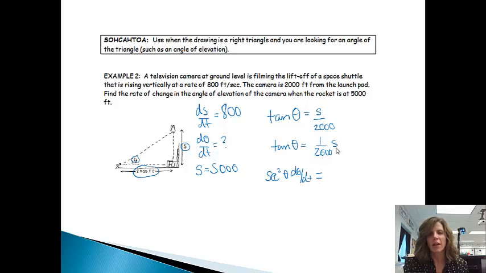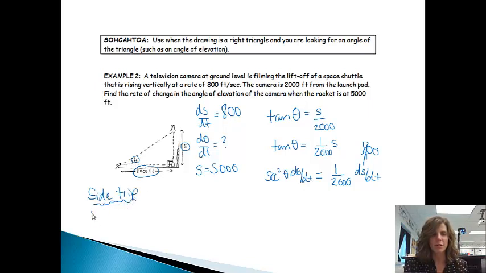And then on the derivative of the right side, just like if it said 5s here, the derivative would just be 5. So the derivative of 1/2000th s is just going to be 1/2000th, but then I do also need to include ds dt. All right, so now let's see if we can plug in some information. I do know that ds dt is equal to 800. I do know that s is equal to 5,000, but there's not even any place to plug that in. I'm looking for d theta dt, and I also don't have theta. So guess what? Time for a side trip.